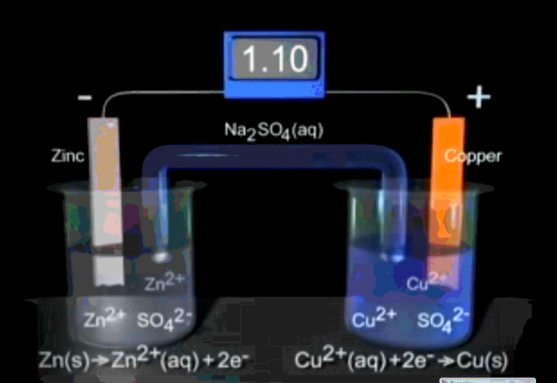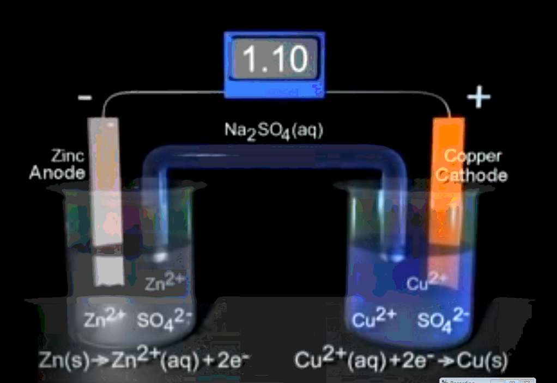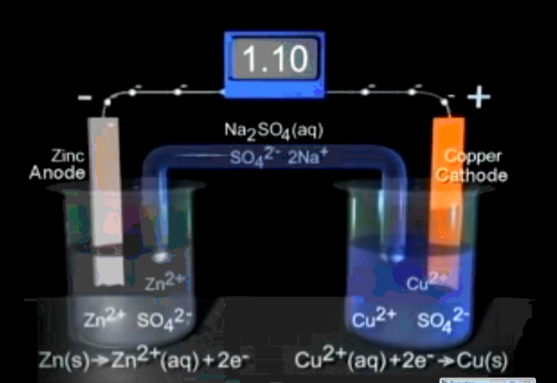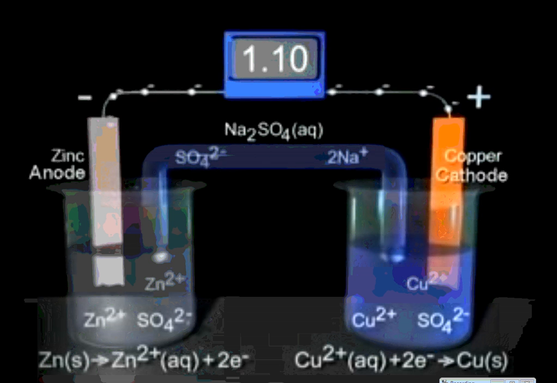The reaction in the left-hand compartment is oxidation of zinc. The electrode at which oxidation occurs is called the anode. The reaction in the right-hand compartment is reduction of copper. The electrode at which reduction occurs is called the cathode. Electrons flow from the anode to the cathode through the external circuit. To maintain electrical neutrality in the two cell compartments, ions must move through the salt bridge.